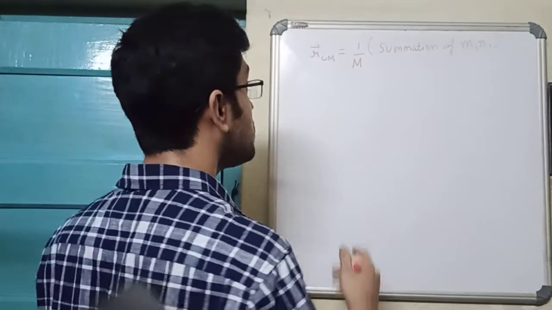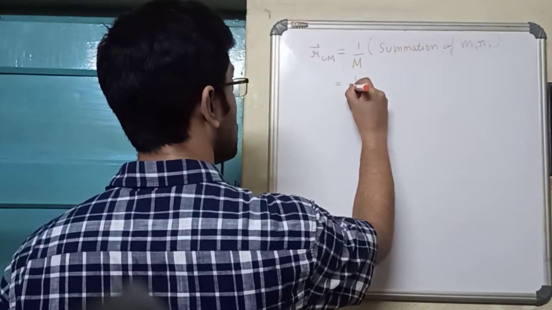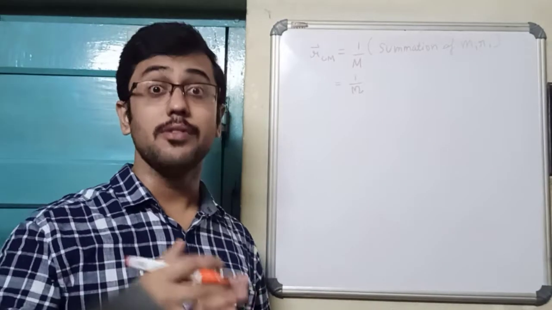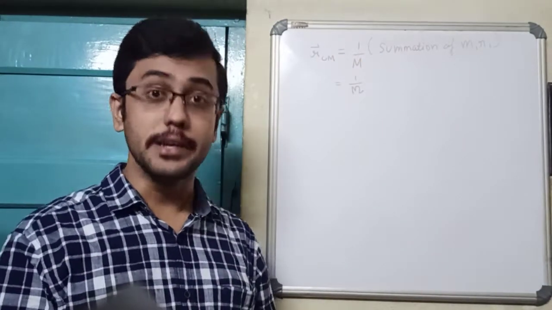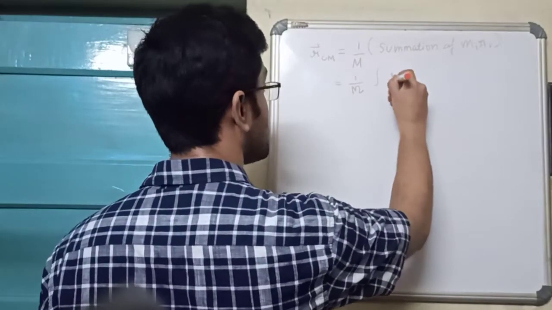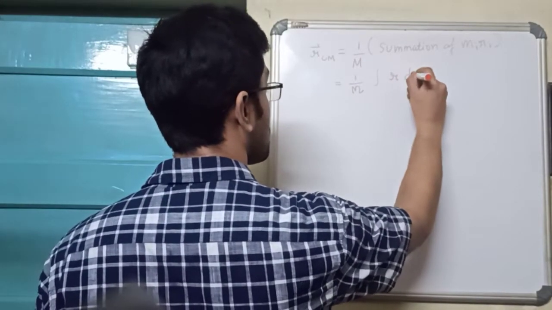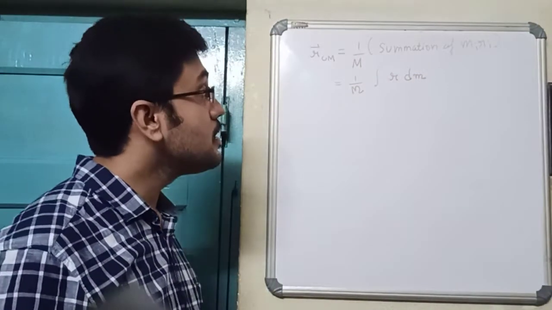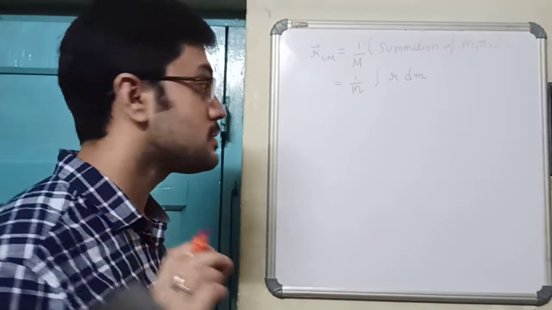So if it is a continuous system, how do we do summations for continuous systems? Instead of individual addition, we do integration. So this will be integration of r dm. So here dm is just a small mass.